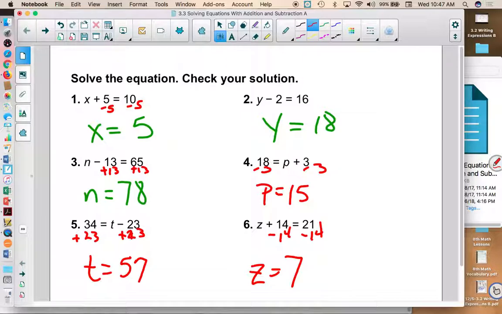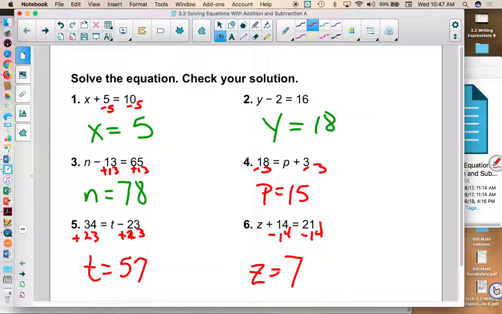Well, our goal today, which I did not write up there, and I'm going to real quick. Our goal today is simply going to be to solve equations using addition and subtraction. Is that what we just did? Yeah. Does this look like it's going to kick your tail? No. I don't think so.